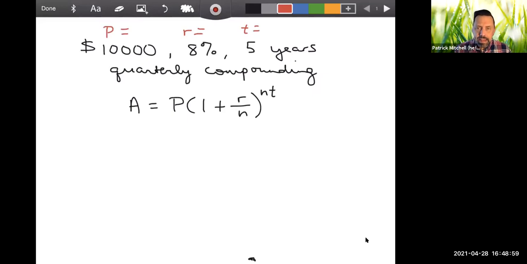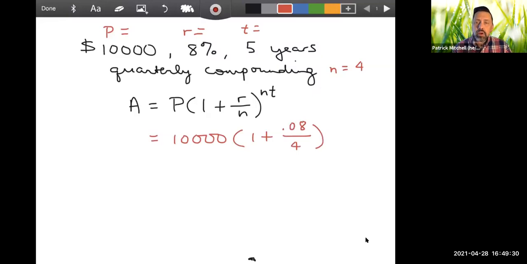So that just leaves n. Remember, n is the number of times per year that the interest is compounded. Since it says quarterly, that means n equals 4 times per year. Okay, so we have 10,000 times 1 plus 8% as a decimal is 0.08 divided by 4. And then we're going to raise that to the power 4 times 5.